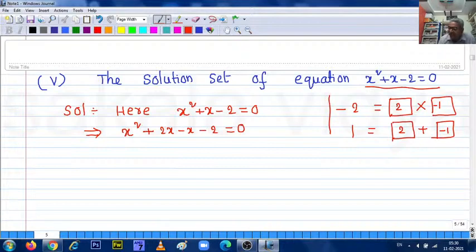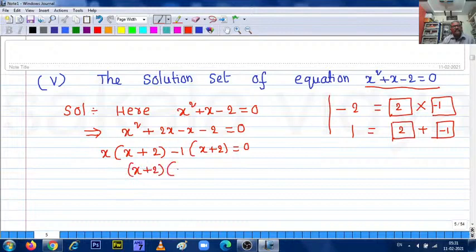Okay, are you there all of you? Yes, observe. From the first two terms, let us take x common. We have x plus 2. Next take minus 1 common. We have x plus 2 equals 0. From these two, let us take x plus 2 common. We have x plus 2 into x minus 1 equals 0.